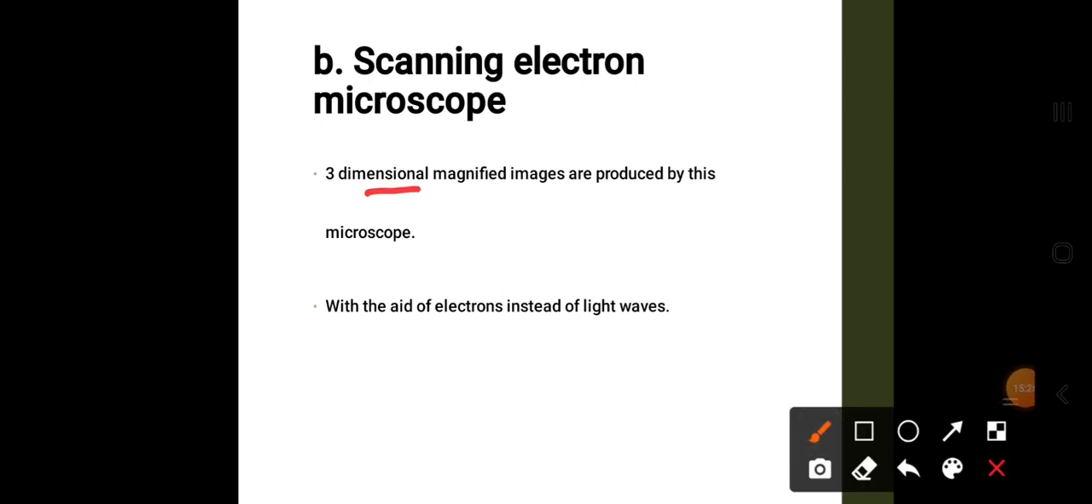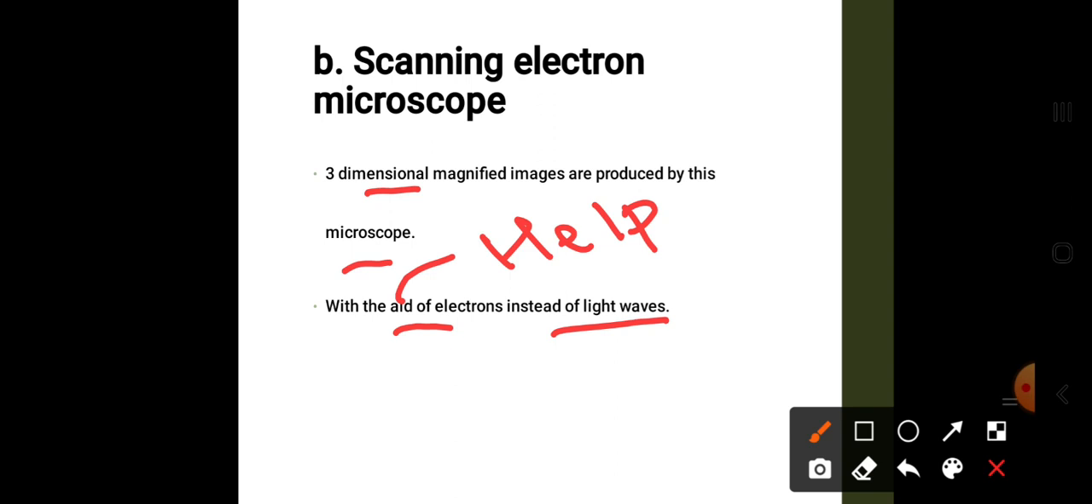The next microscope is the scanning electron microscope. It visualizes and magnifies the specimen, and the final image produced is three-dimensional. This is done with the aid of electrons instead of light waves, that is, with the help of electrons it produces a three-dimensional magnified image.